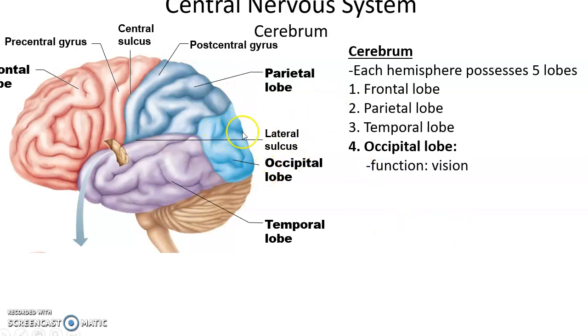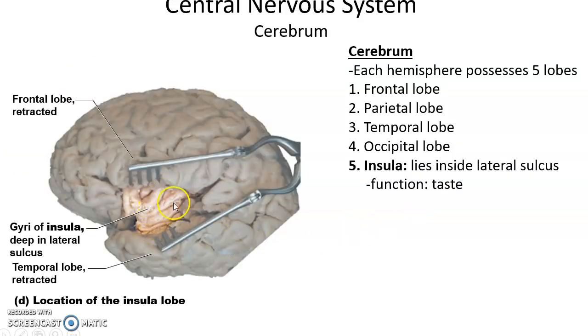The occipital lobe is the posterior lobe of the cerebrum near the occipital bone, and it has the main sensory area for vision. So we see with the eyes in the front of our head, and the information goes to the back of the head, the occipital lobe. The fifth lobe is the insula. The insula is deep within the cerebrum. You cannot see it on the surface. You have to cut away to get to it. It is found deep within the lateral sulcus, and its function is where the sense of taste, or gustation, goes to. So the sense of taste is localized to the insula.